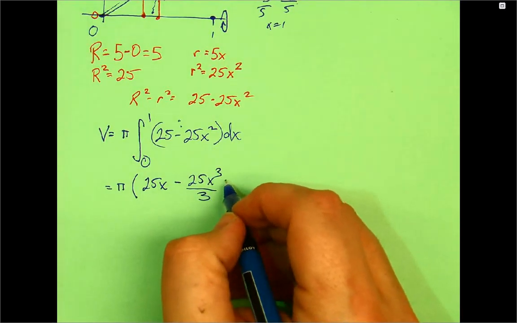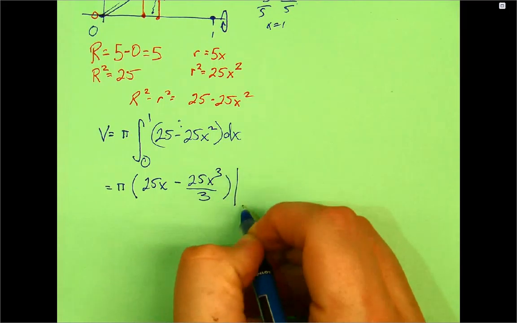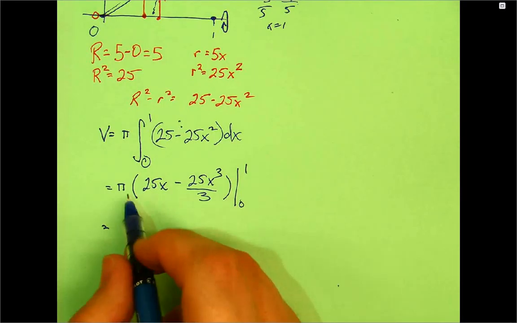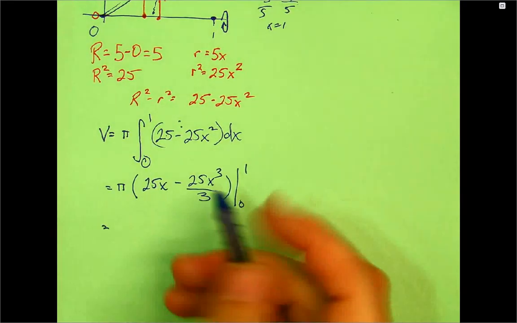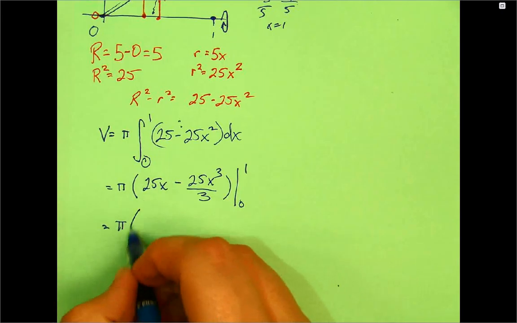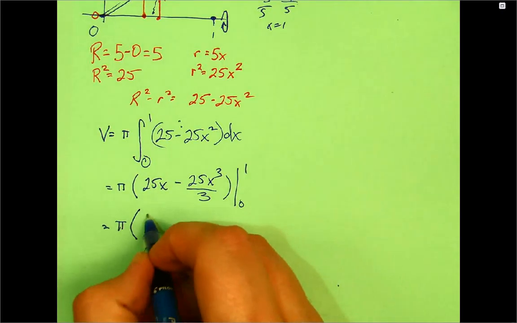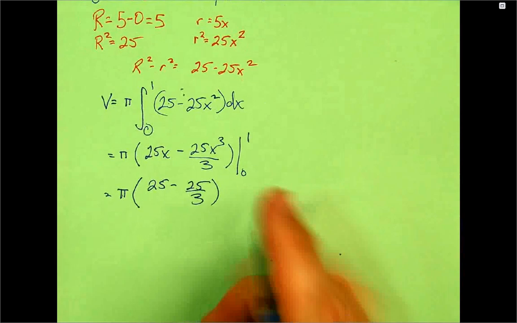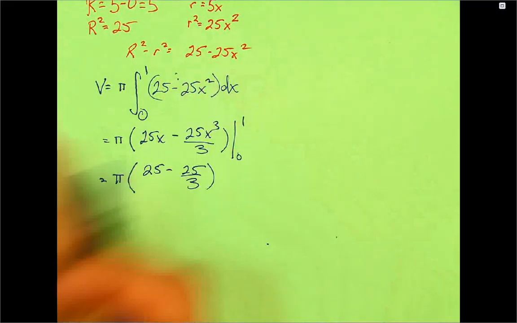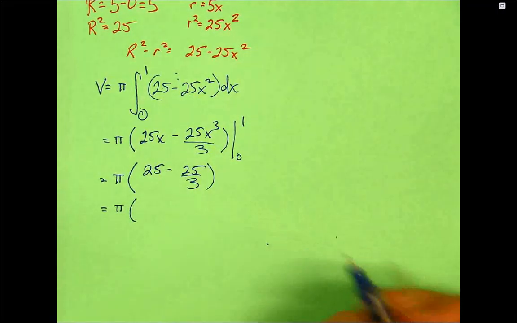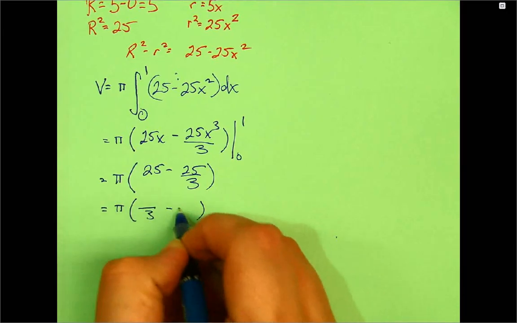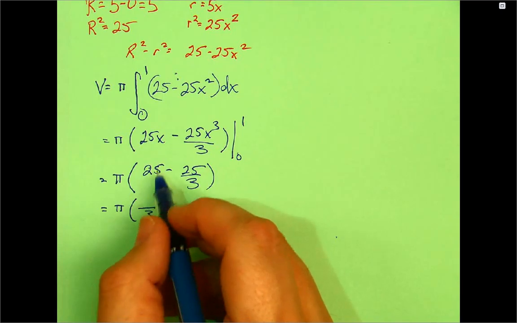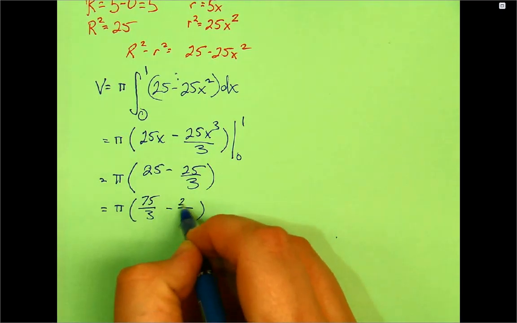And we're integrating this from 0 to 1. Now, the 0 is nice because the 0 zeroes out everything, so we don't even have to worry about that. So this would be pi times the quantity of 25 minus 25 thirds. Now, if I wanted to just worry about this as far as getting a fraction over 3, you have 25 over 1, so you need 3/3, which is 75 minus 25. So this is what, 50 pi over 3?